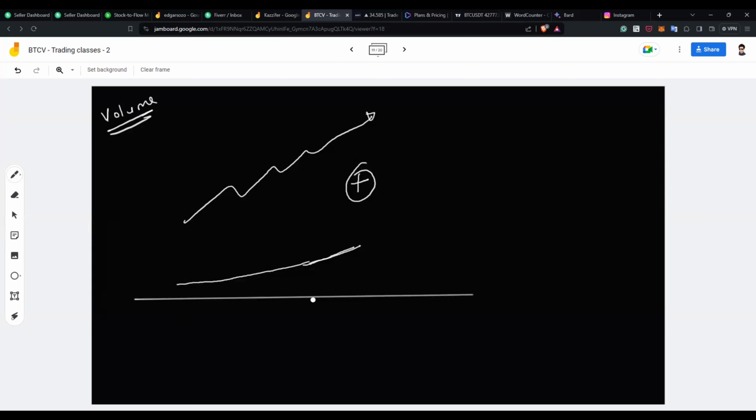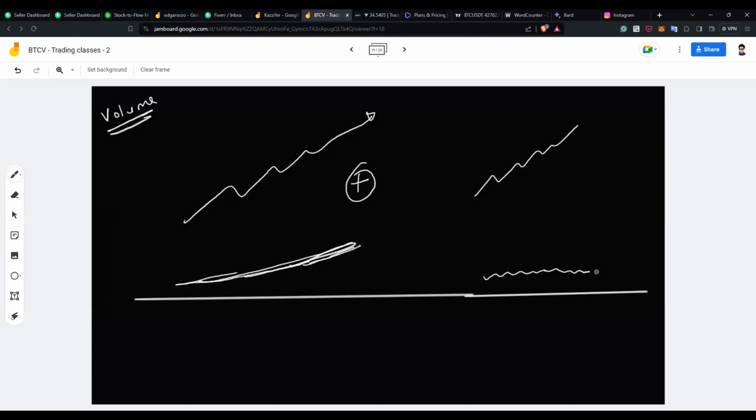The volume is also increasing. That means it's a confirmation for the trend. Okay. Now the opposite of it, for example, let me ask you this question. Let's say the price is increasing, but the volume is at the same level, or maybe even decreasing. Then what can we expect from the market? Okay, it's a question for you guys.